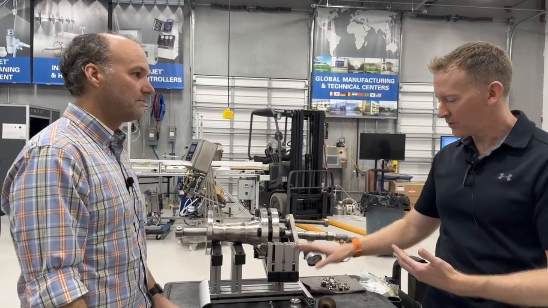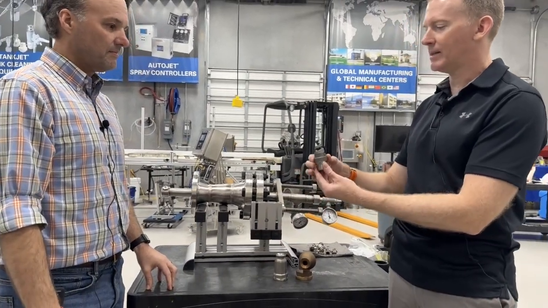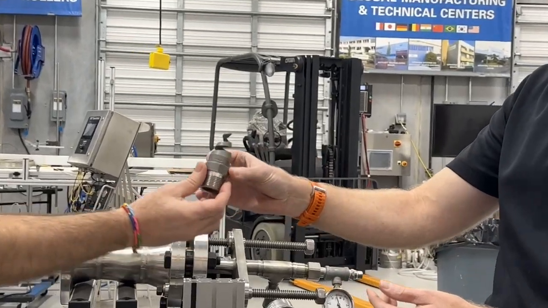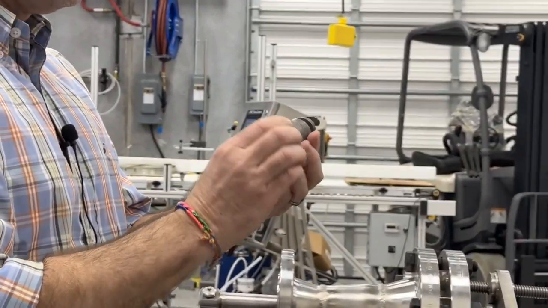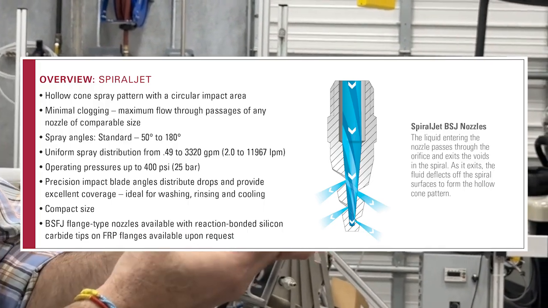So we've showcased this one. This is a full cone. And so what's this little pigtail little guy? Well, colloquially around the industry, it's called a pigtail. But it's a spiral. Looks kind of like a little corkscrew here.